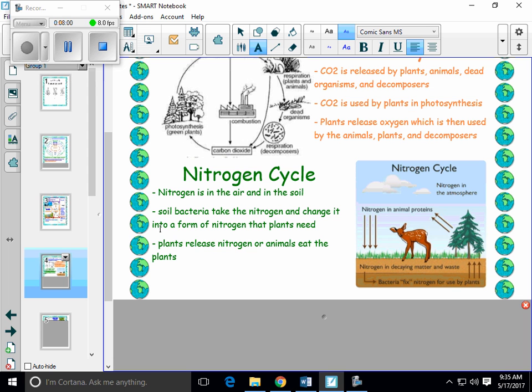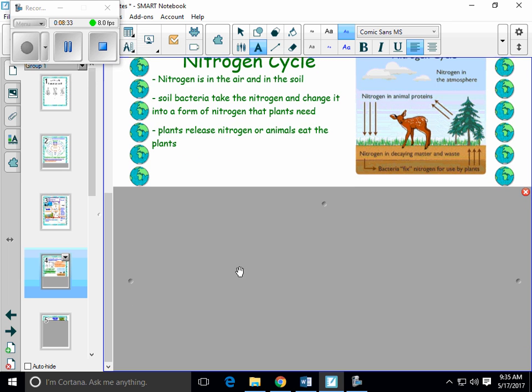So conveniently, there's a bunch of bacteria that live in the soil, and they take that nitrogen and they change it into a form of nitrogen that's more usable by plants, which is very convenient for the plants. The plants then use that form of nitrogen and then they release it back into the atmosphere, or animals eat the plants, and that's how animals get nitrogen. And then that nitrogen eventually gets back into the soil, and then the bacteria can reconfigure that molecule again for the plants.